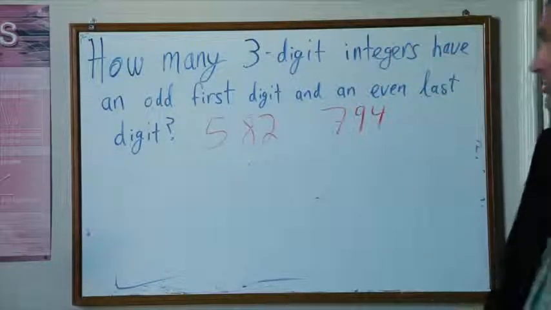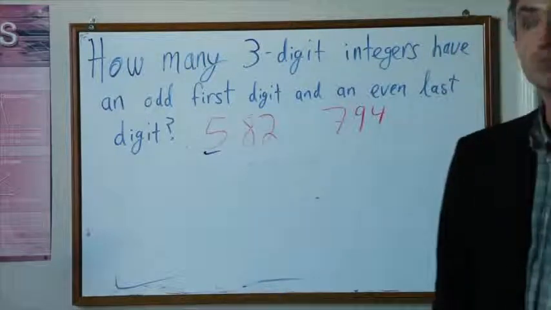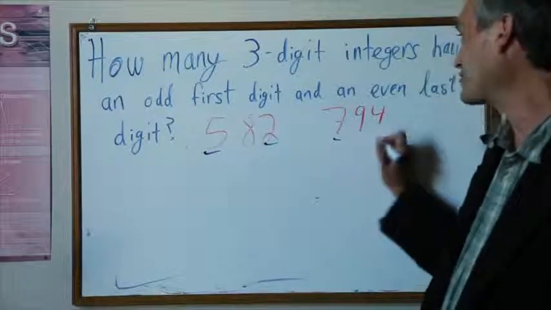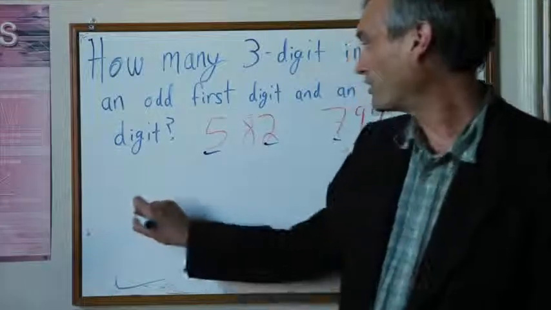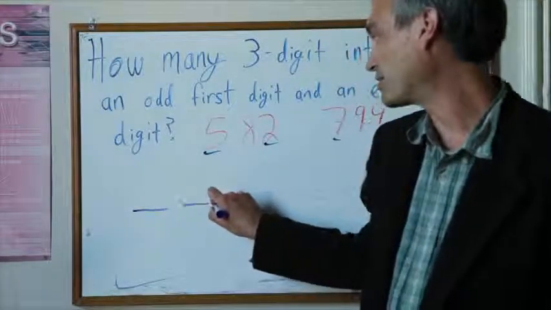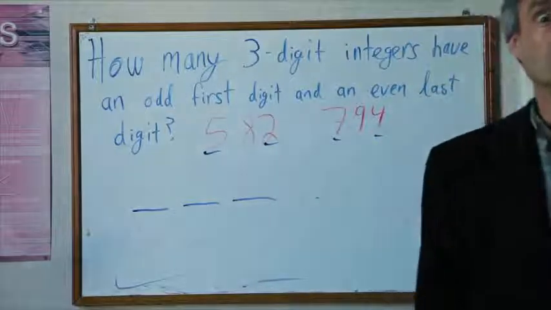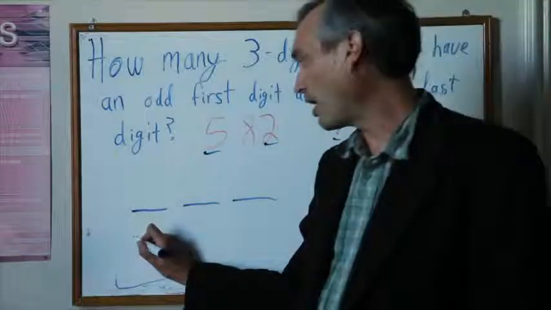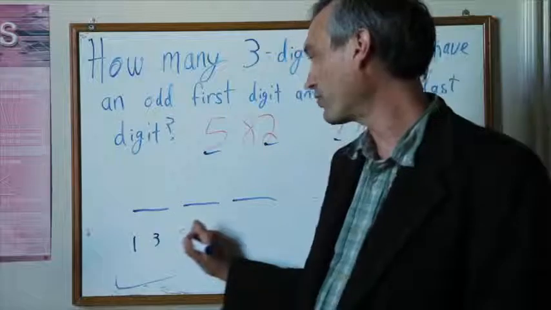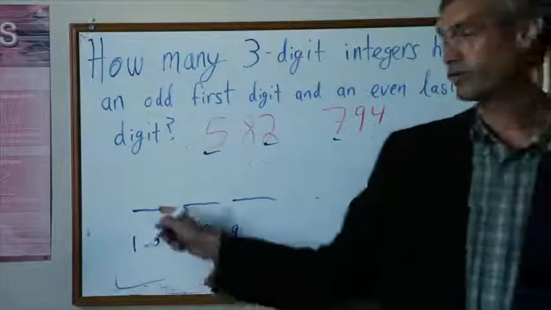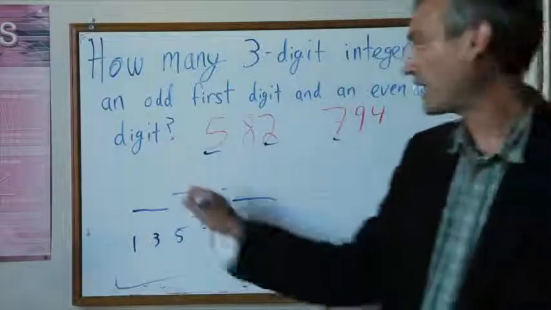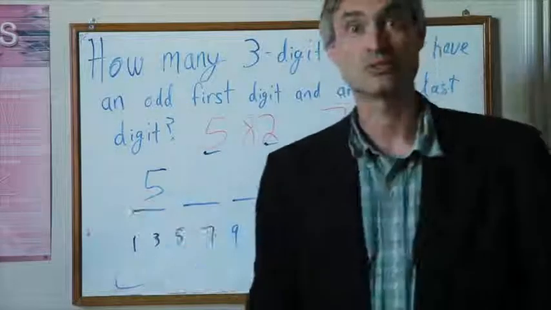Both of these numbers have an odd first digit and an even last digit. Now we hate to have to list them all out, so let's just draw 3 blanks to imagine the 3 digits of the number. And the odd single digits are 1, 3, 5, 7, and 9. Therefore, for the first digit of our number in question, we had 5 choices.